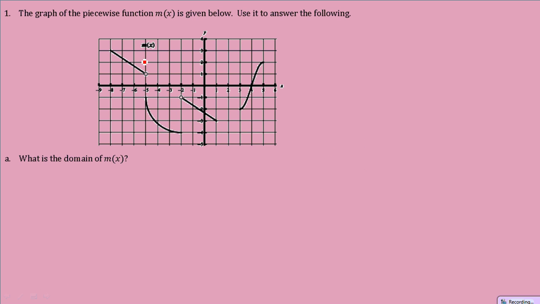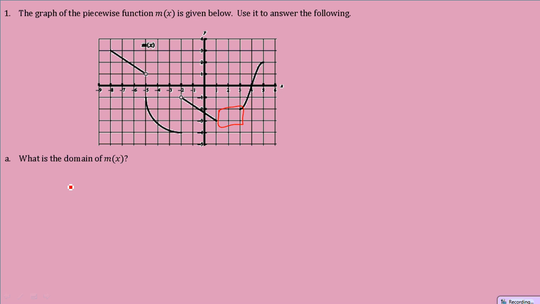Okay, section 2, this is the free response section. Here we have this graph that we actually saw earlier. If you remember, this is linear, this is linear, this is part of a parabola, and then this is part of a sine function up here. And so it wants to know the domain of m of x. You see here that we've kind of got a gap here, right?